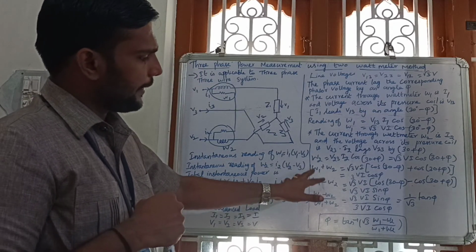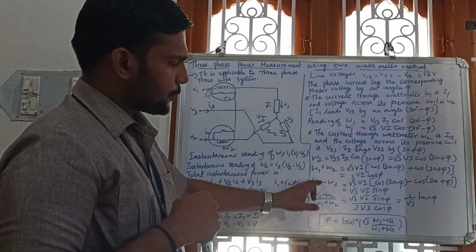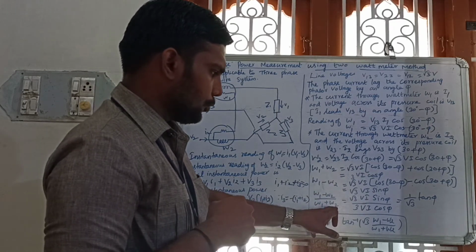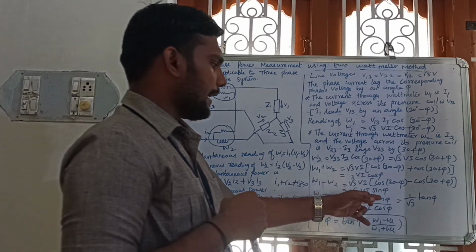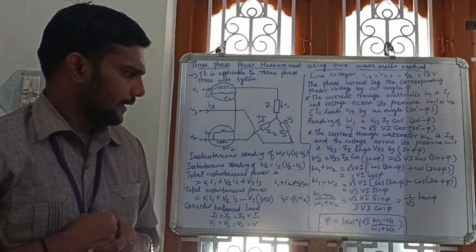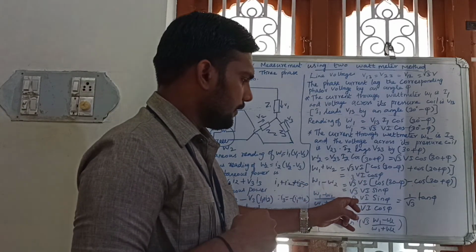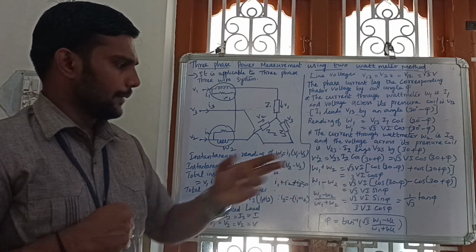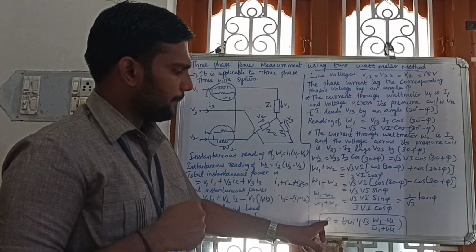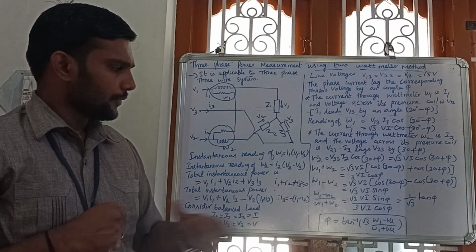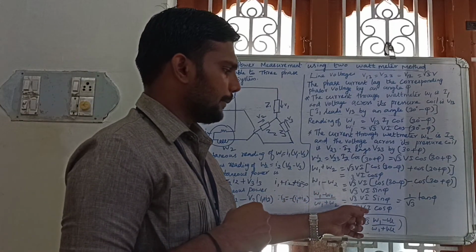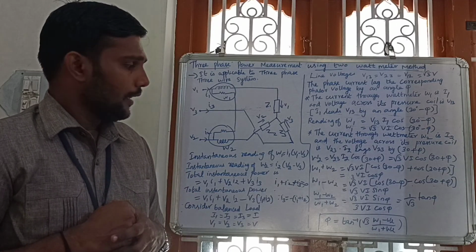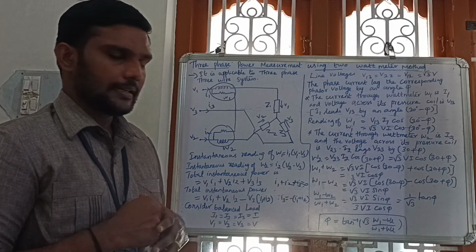So you just divide these two, that is W1 minus W2 divided by W1 plus W2. So what will you get? Root 3 V I sin phi divided by 3 V I cos phi. Here we are getting 1 divided by root 3 times sin phi divided by cos phi, which is tan phi. From this, what is phi? Phi is equal to tan inverse of root 3 times (W1 minus W2) divided by (W1 plus W2). And from this we can find cos phi, that is the power factor.